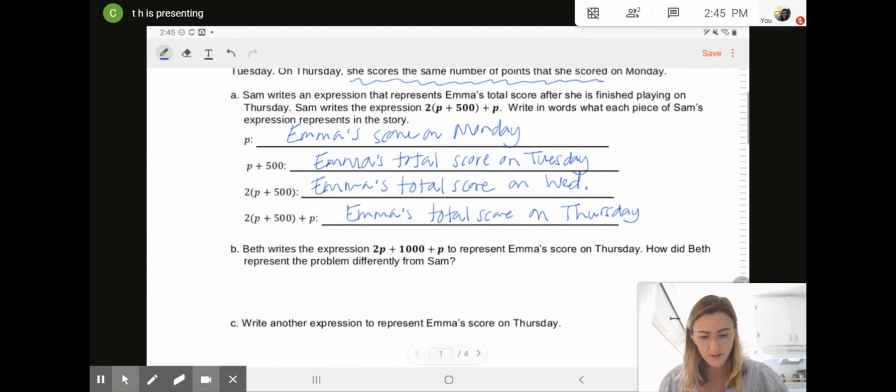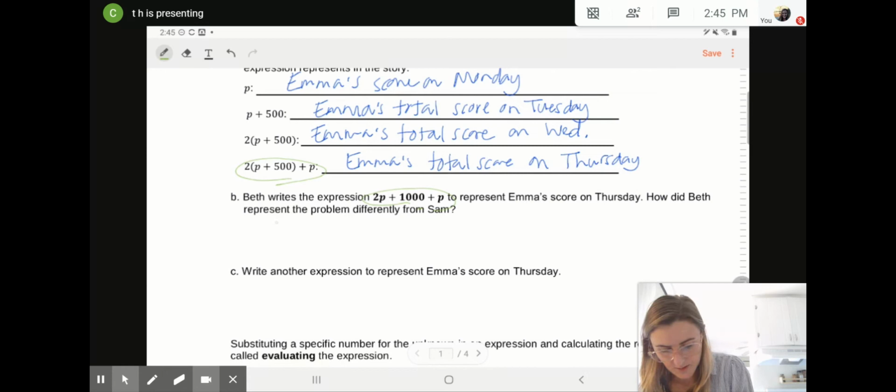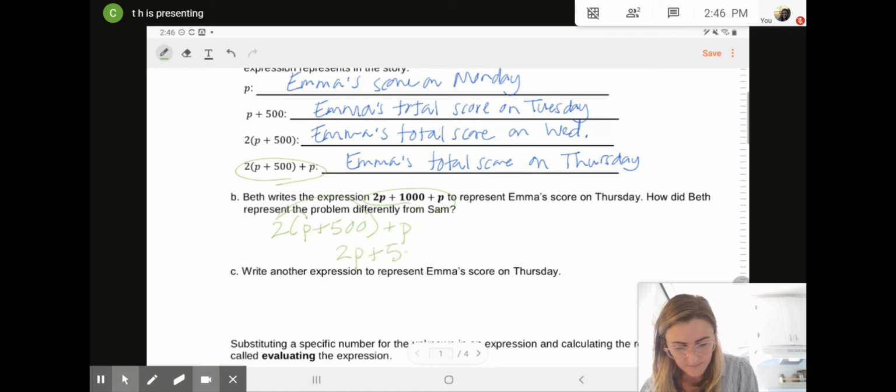Beth writes the expression 2p plus 1,000 plus p to represent Emma's score on Thursday. How did Beth represent this problem differently than Sam? So we're saying, how is this different from this? And all that Beth did was just distribute that 2. So if I wrote Sam's expression, Beth took Sam's expression and she distributed the 2 to get 2p plus, I'm sorry, not 500, because you need to distribute this 2 to both. So 2p plus 1,000 plus p. So I'm going to say this, she distributed.